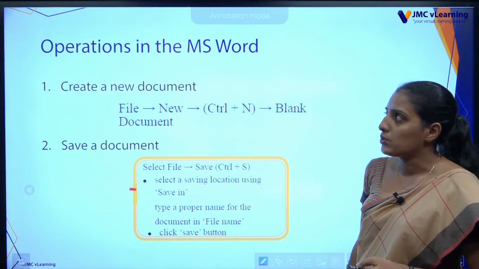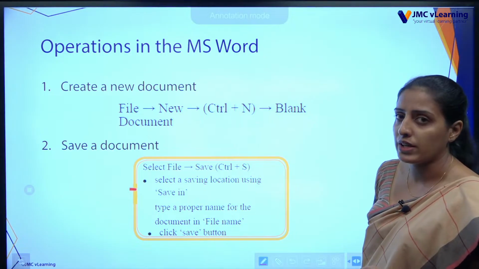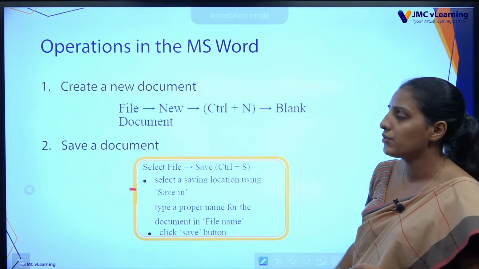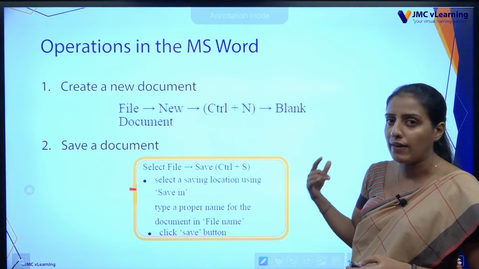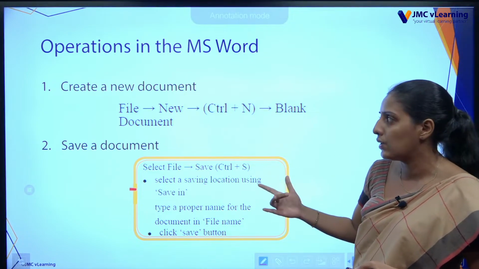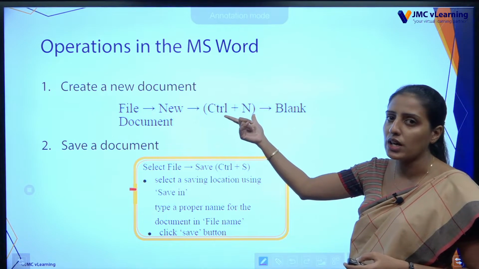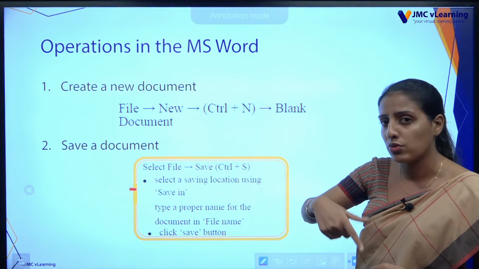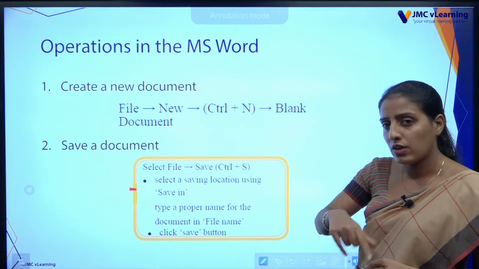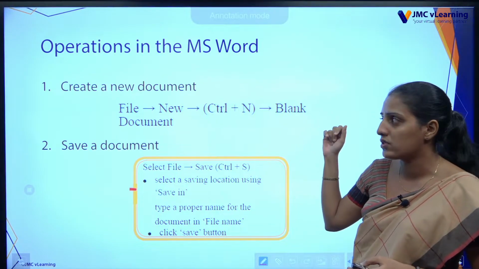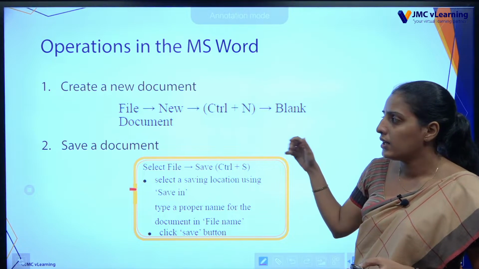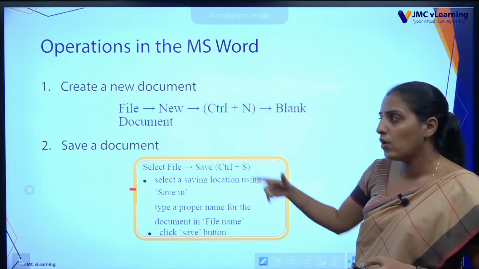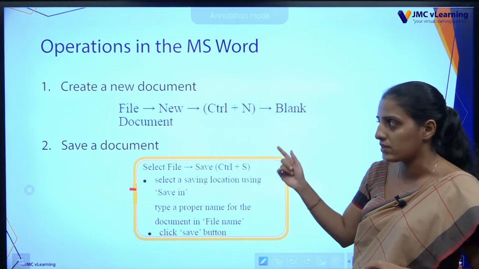So let us start to do the Microsoft Word practicals. If you want to create a new document, you have to go to File, New. If not, this is the shortcut key through which you have to click on the keyboard and select the blank document. Control N is the shortcut for all purposes.